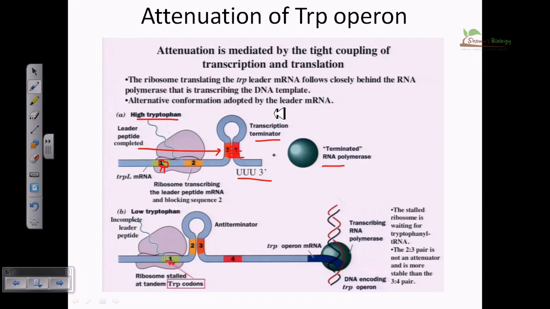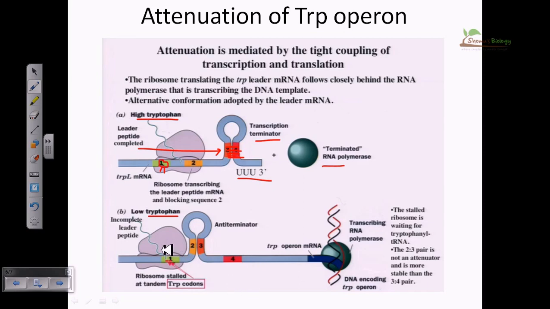You have seen in the basic transcription process that they can be terminated, the DNA RNA polymerase will fall off, and everything will be stalled in this particular place. Okay, now if there is a smaller amount of tryptophan present, what will happen? The scenario will change completely in this situation.